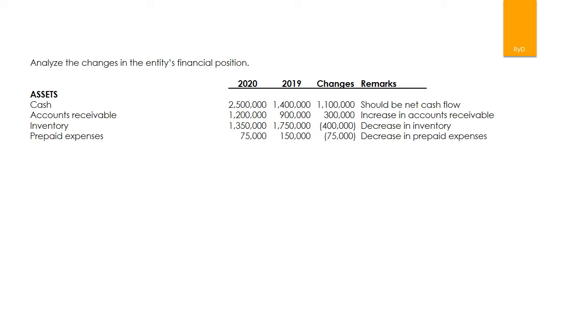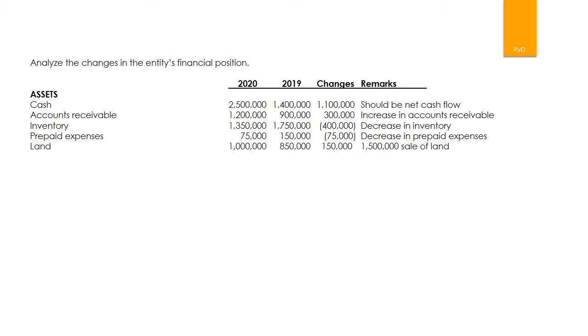Then we have our prepaid expenses. So at 2020, it's at 75,000, while at 2019, it's at 150,000. So again, we have a decrease in our prepaid expenses. Then we have our land. At 2020, it is at 1 million. At 2019, it is at 850,000. So there is a change of 150,000.